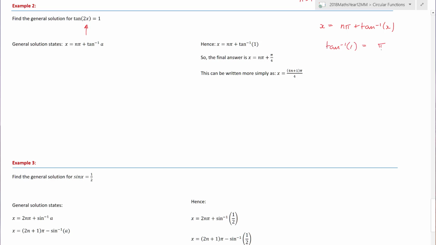Well, we've already done that. That was nice and easy. It was pi on 4. So my general solution for the specific tan graph would have been x is equal to n pi plus pi on 4. But this isn't the tan graph. It's the tan 2x graph, which basically means that my period has changed.